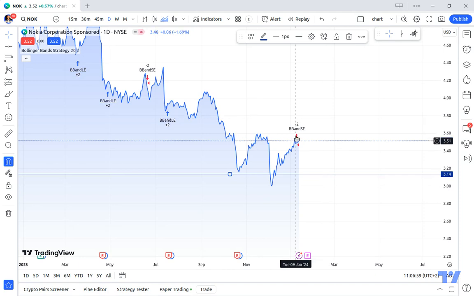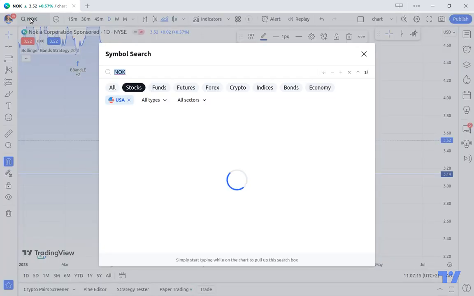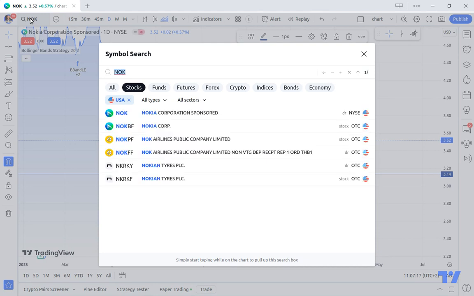As you can see right there, this is an entry to short sell Nokia, which is in the same industry as Apple, but the stock is going in the opposite direction. I don't know if we can pick another phone company. I don't know of any other phone company. Let's try Motorola.